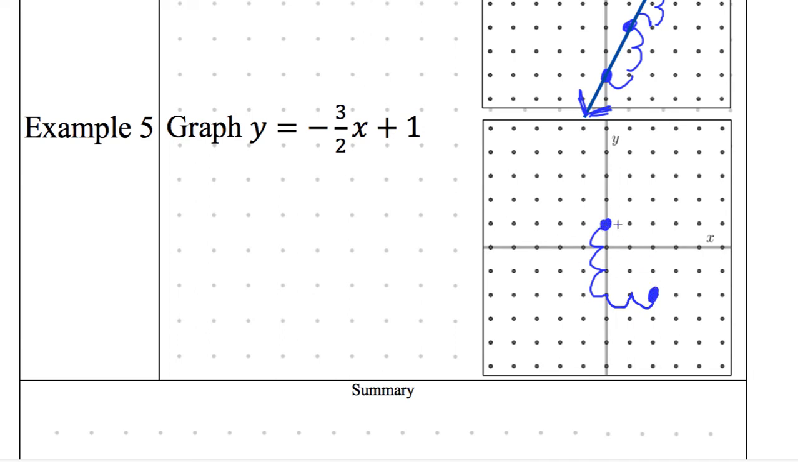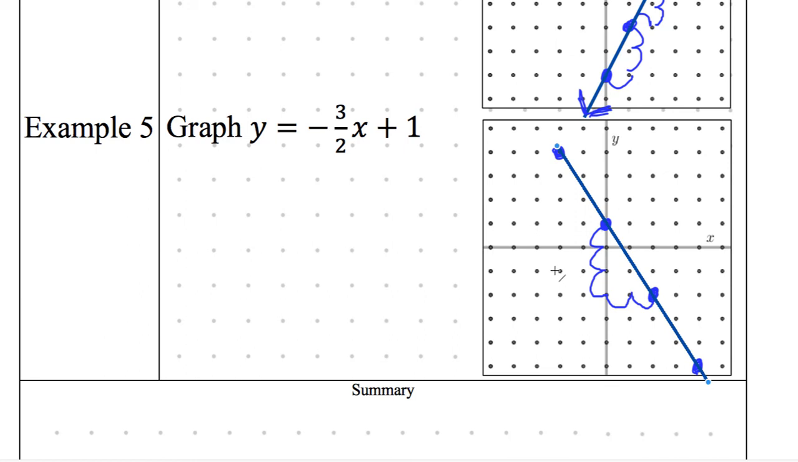And you can do it again. You can do it in the other direction, or I can keep going down 3. 1, 2, 3, right 2. There's another point. I can do the opposite. Instead of going right 2 and down 3, I can go up 3, left 2, to get a point up there. Make sure that the line goes through all of those points. Graph it now.